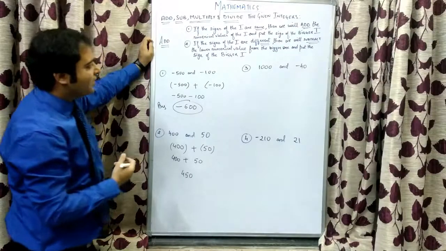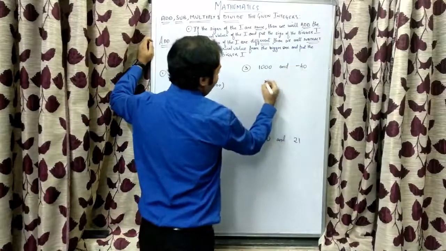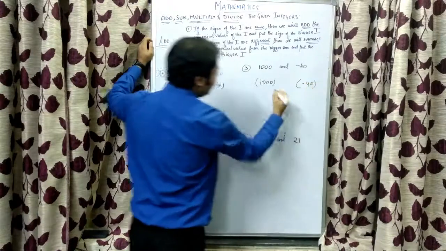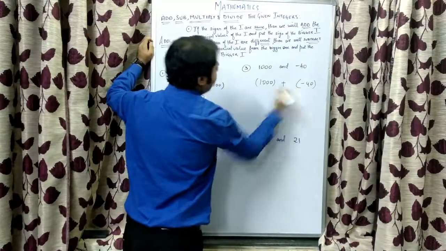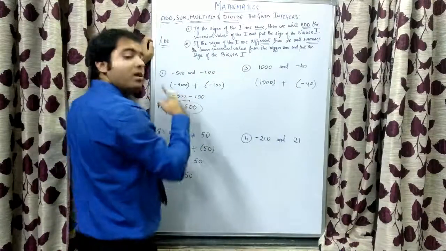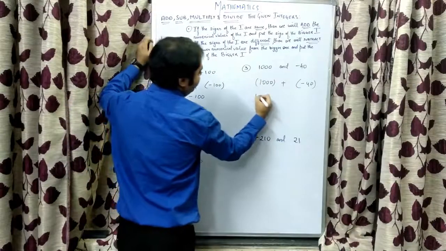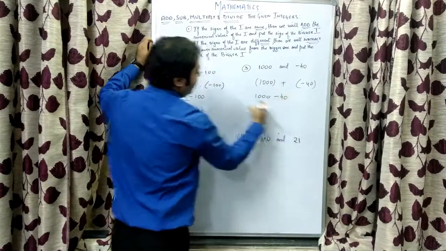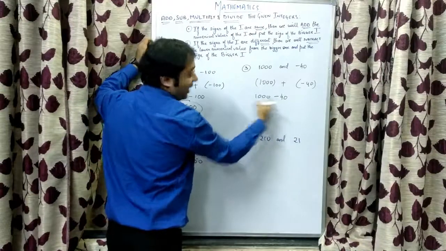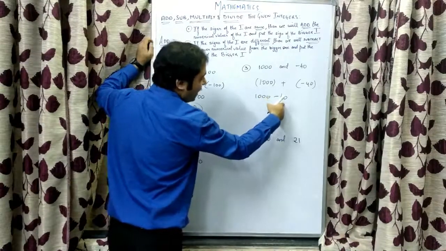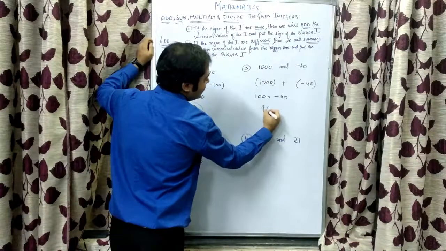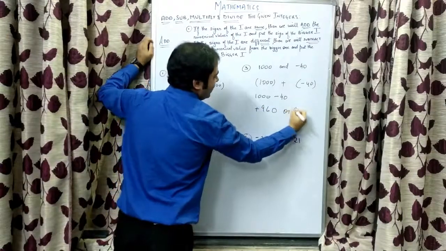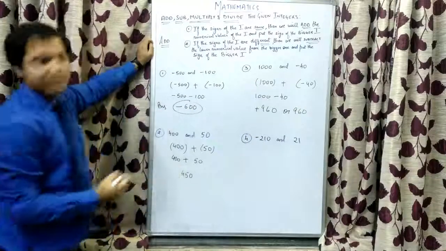Right? Third question is 1000 and minus 40. Now these two are to be added. First we'll apply the sign conversion of multiplication. Plus into plus is plus 1000. Plus into minus is minus 40. Now since the signs of the integers that we are getting are different, we'll subtract the lower one from the bigger one. That will give us 960 and put the sign of the bigger one. You can write it like plus 960 or you can write it also like 960, and this will be our answer.